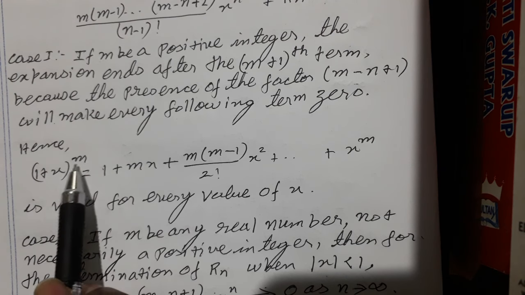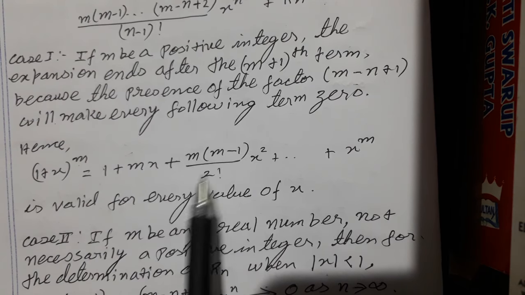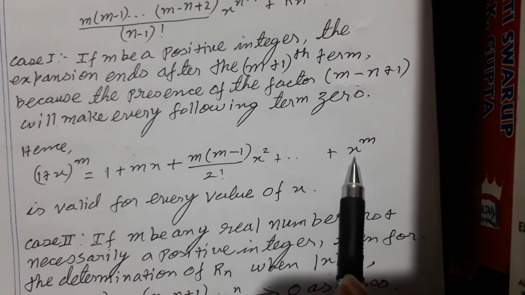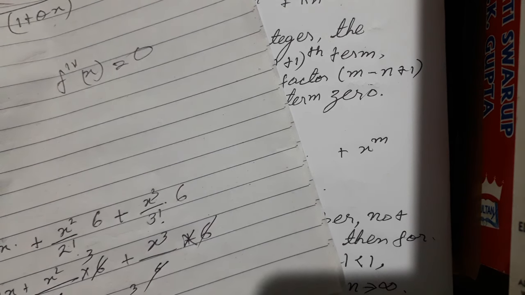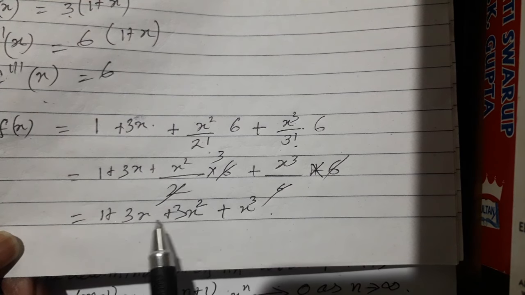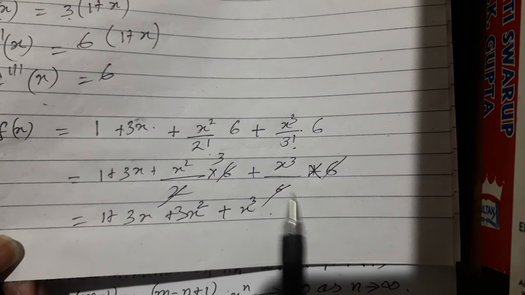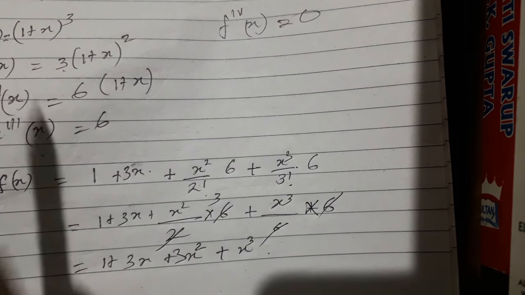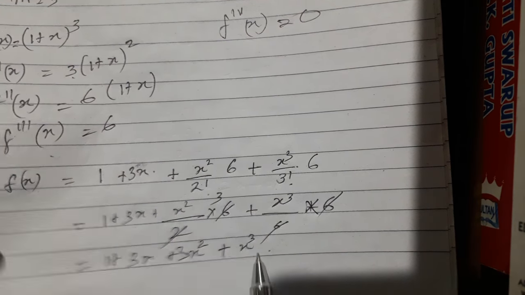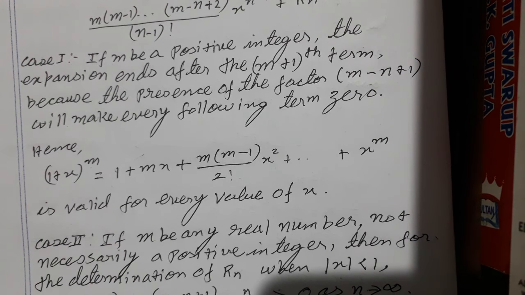So we get here 1 plus x to the power m equals 1 plus mx plus m into m minus 1 by 2 factorial x squared plus so on, x to the power m. Here also, when we have taken m to be 3, we get the answer as x cubed only. When we take m equal to m, then we get x to the power m. So this is valid for every value of x.